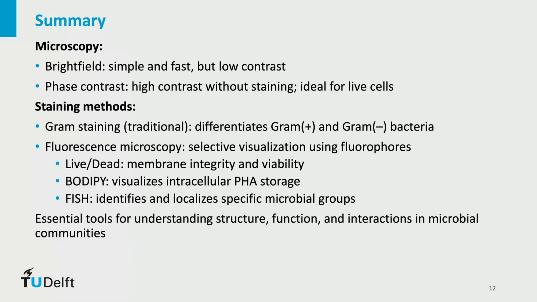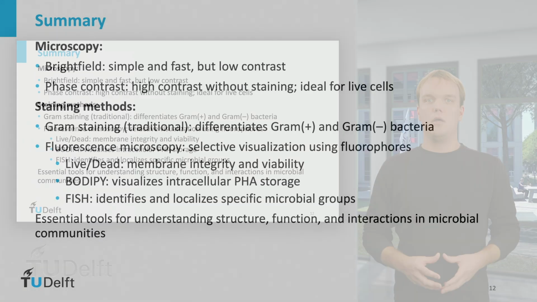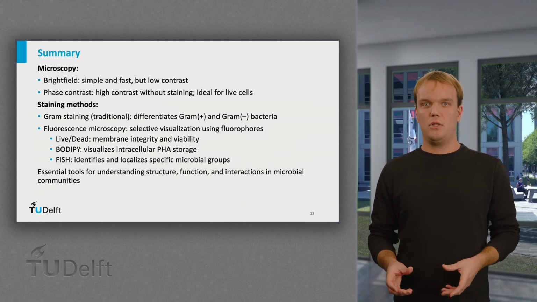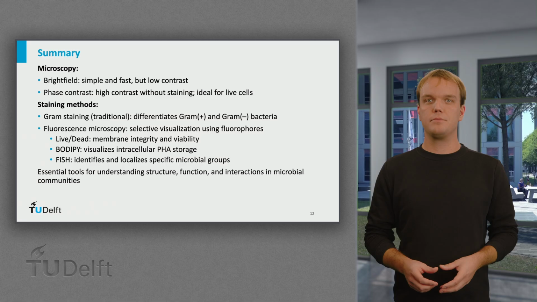Let's wrap up with a short summary. Bright field microscopy is simple and fast, but it offers limited contrast for unstained cells. Phase contrast provides strong contrast without a need for staining and is excellent for observing live organisms. Gram staining remains a fundamental method to distinguish gram-positive from gram-negative bacteria.